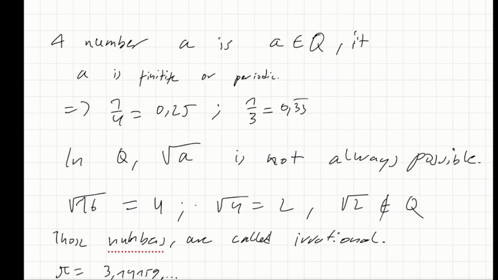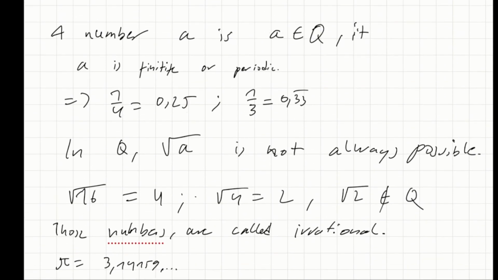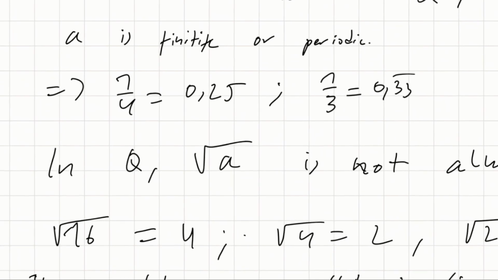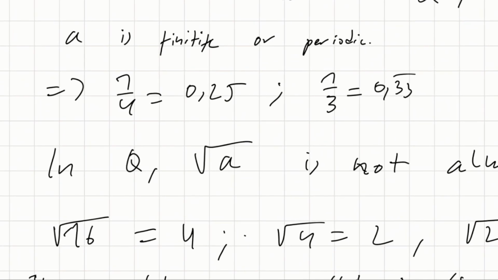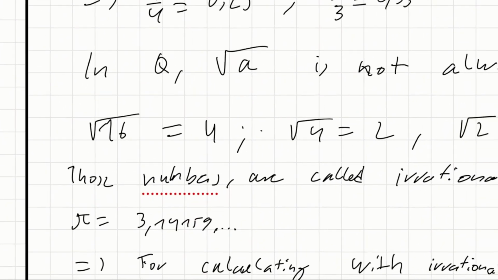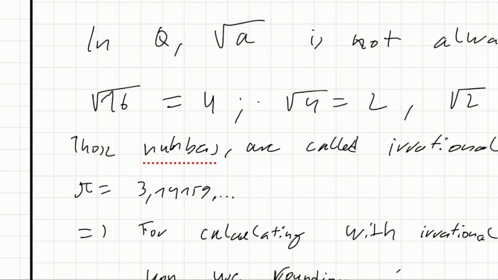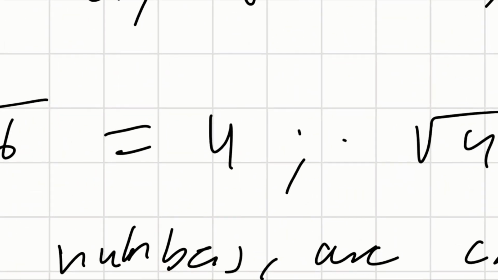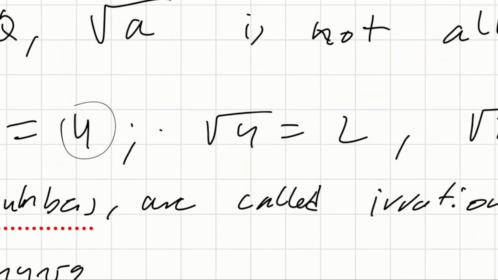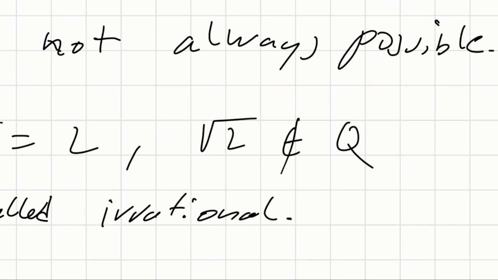A number is an element of the rational numbers if its decimal expansion is finite or periodic. For example, 1 divided by 4 is 0.25, and 1 divided by 3 is equal to 0.33333, so it has a period. In the set of the rational numbers, getting the root of a number is not always possible. For 16 it is possible, since this gives us 4. For 4 it's possible, since it gives us 2, but the root of 2 is not an element of the rational numbers.